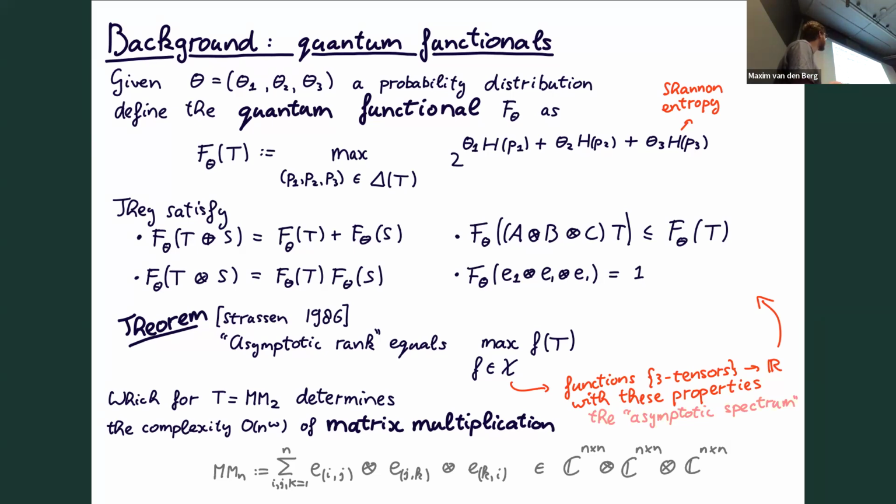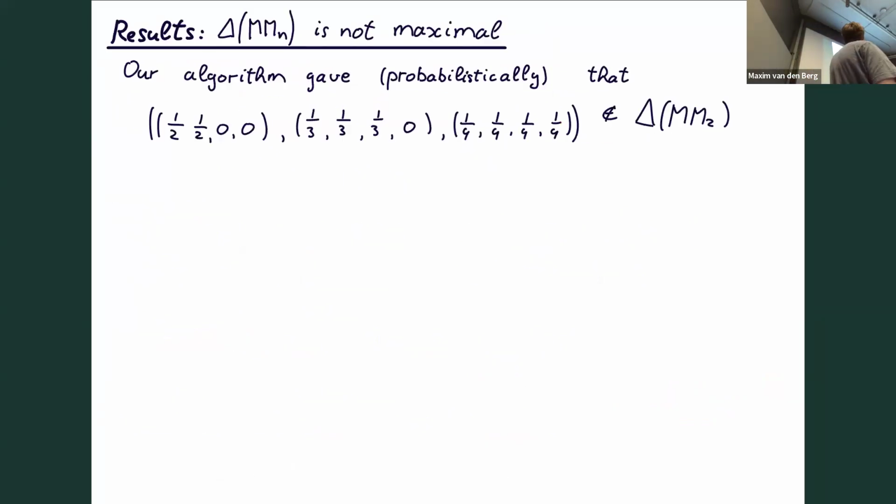So, I forgot to mention, this set X is also called the asymptotic spectrum. This is like Strassen's theory of asymptotic spectra. Okay, so what did we find? We found that the matrix multiplication tensor of 2 by 2 matrices did not contain a point, namely this point: I have a half, 3 times 1/3, 4 times 1/4.